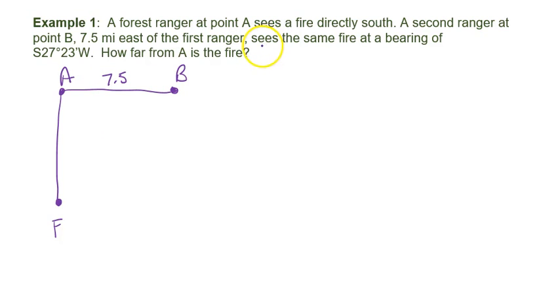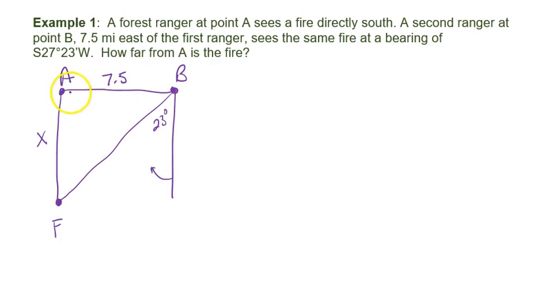They're going to see that same fire at a bearing of south 27 degrees 23 minutes west, and then we'll have a question: how far is A from the fire? A from the fire will be our X. But we need to work on this bearing here. We're at B. We're first going to look south, and then west. So we're going to open up to the west, and this angle will be 23 degrees.